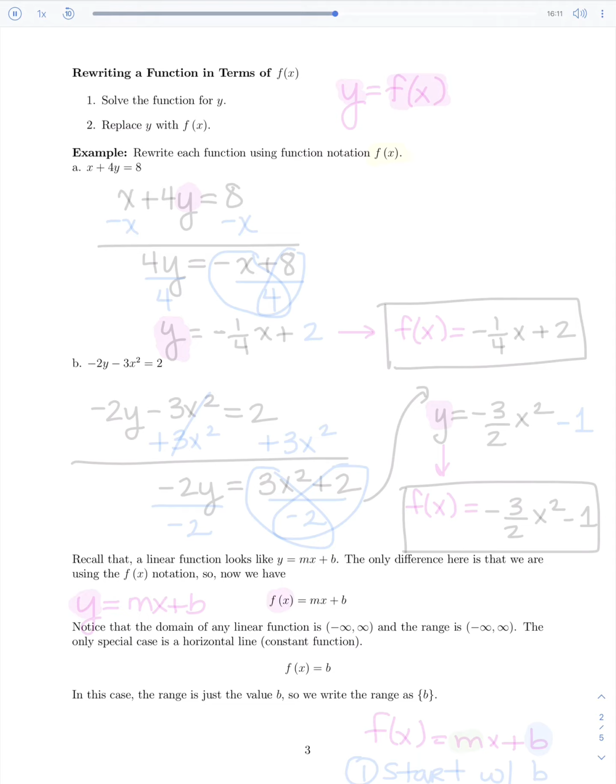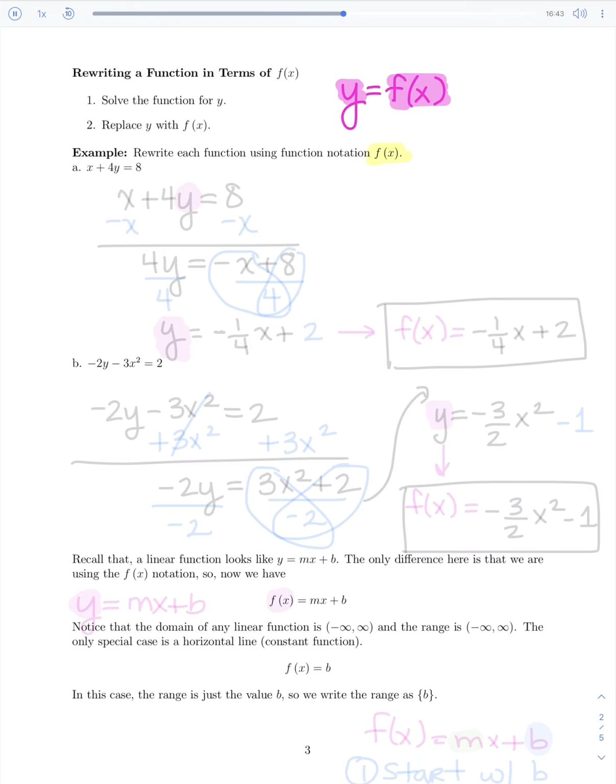So what if we don't have our function written in the f of x notation? That's what we want to do next. But we want it written in the f of x notation. Well, remember we talked about this last time earlier in this section, which is that y is the same thing as f of x. So the idea is if I can just get the y by itself, I can replace any y's with the fancy f of x and just be done.